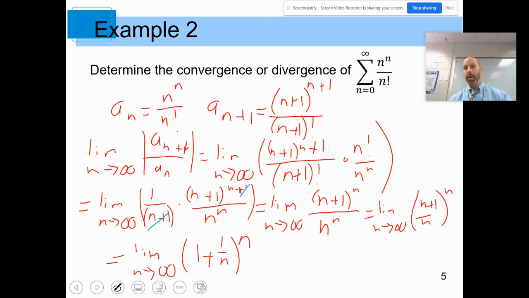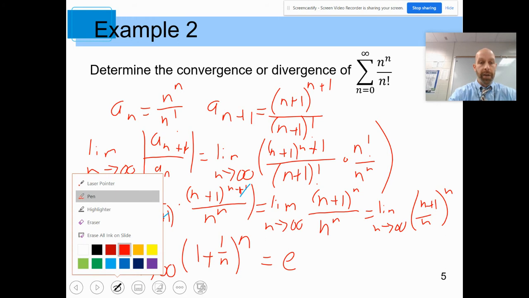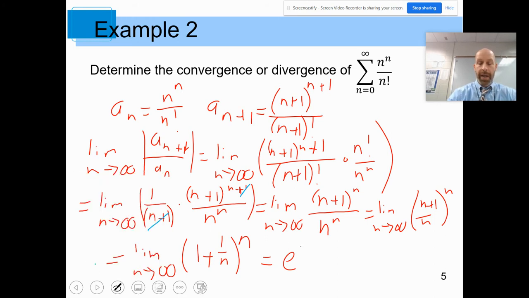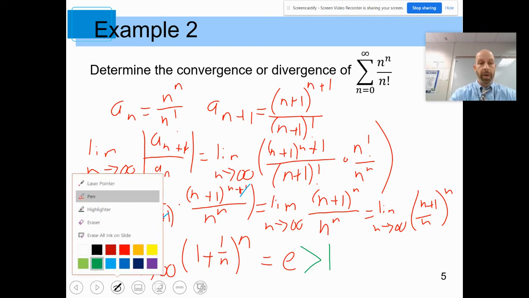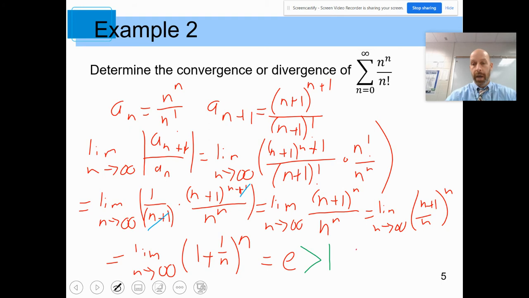And at this point here, I hope you're getting a little bit excited, because that should look very, well, maybe not very familiar. Hopefully it looks familiar to you. This, by definition, is e. And I should note that e is greater than 1. And since e is greater than 1, we can conclude that this series diverges. And the series diverges by, we'll call this, the ratio test.